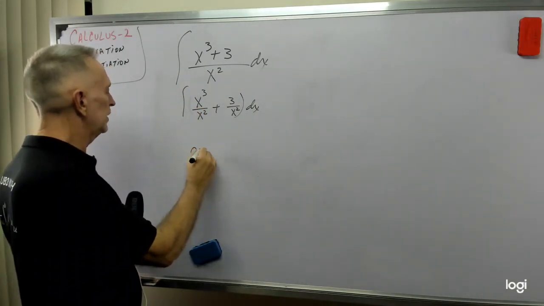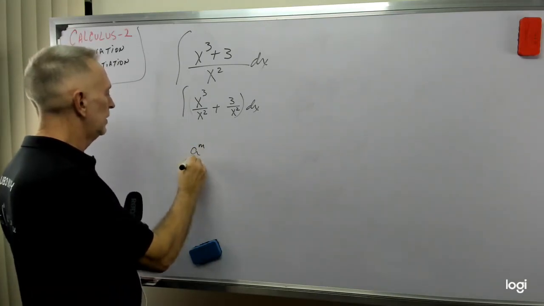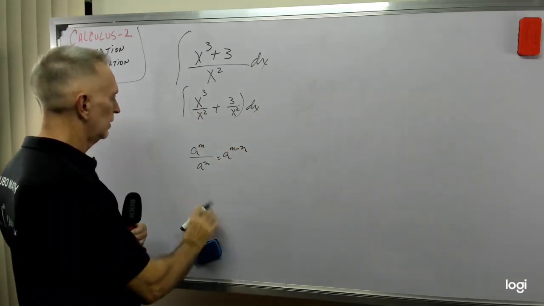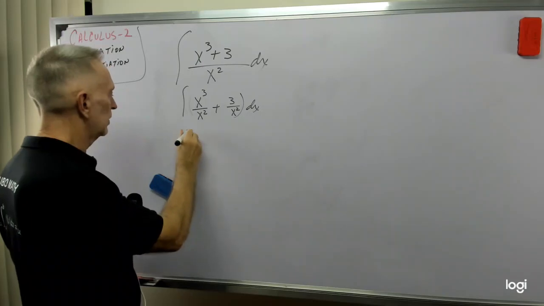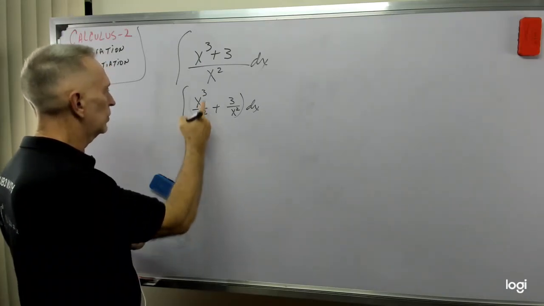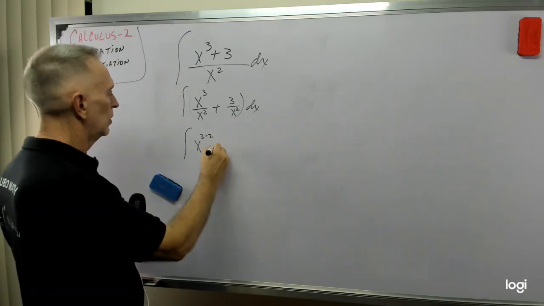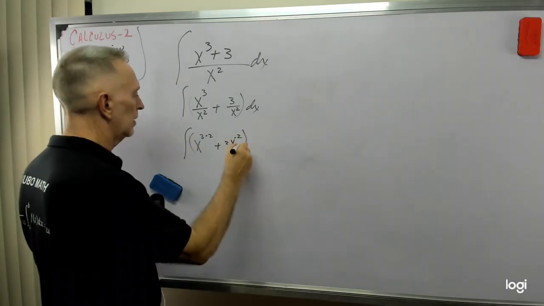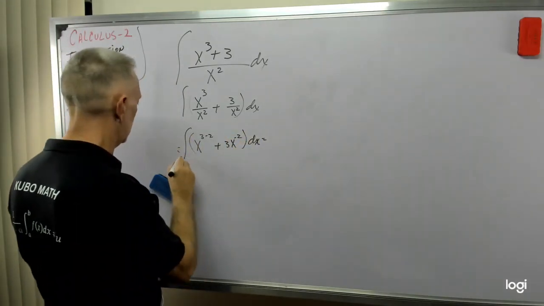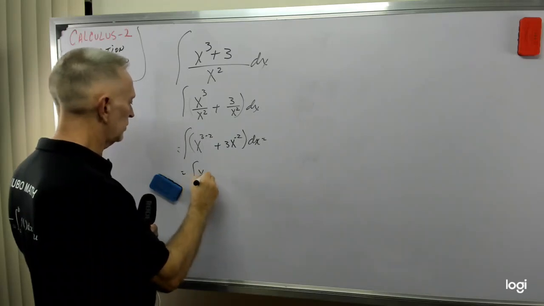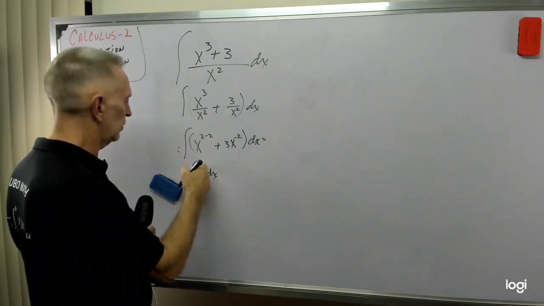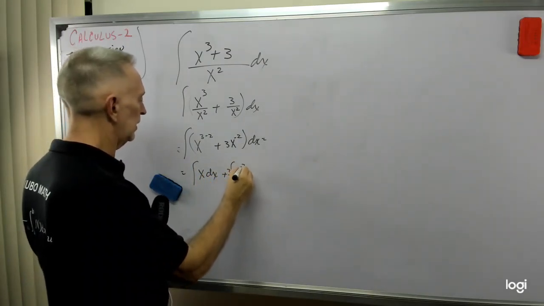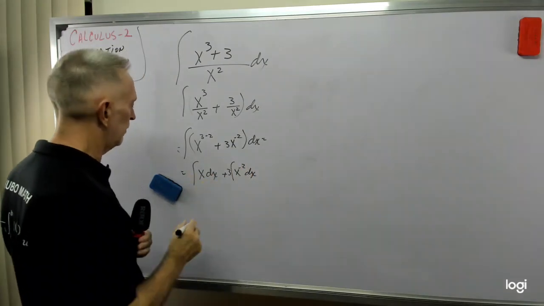Well, you know the rule, we mentioned it earlier. A to the m divided by a to the n is a to the m minus n. So I have, in this case, the integral of x to the 3rd minus 2 plus 3 times x to the negative 2. We'll bring that one up, dx. And that equals the integral of x dx. So that's x to the 1st power plus the integral of 3x to the negative 2 dx. I'll pull the 3 out.